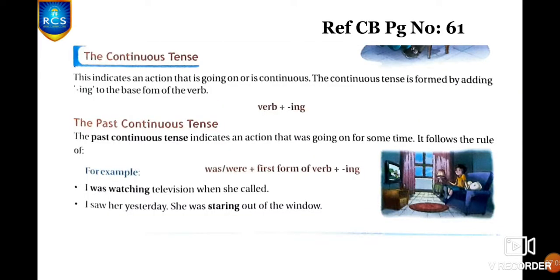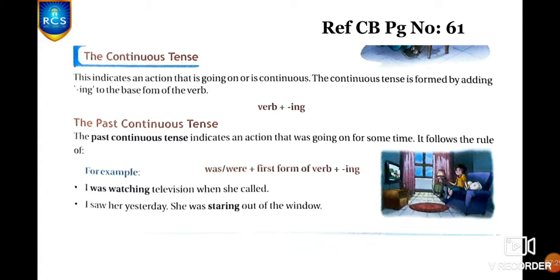Yeah. And next one is the continuous tense. This indicates an action that is going on, that is in progress or is continuous in past, present or future. Okay, and what is the form for this? Verb plus ing. And the past continuous tense.